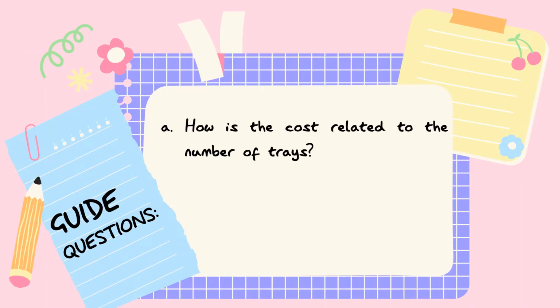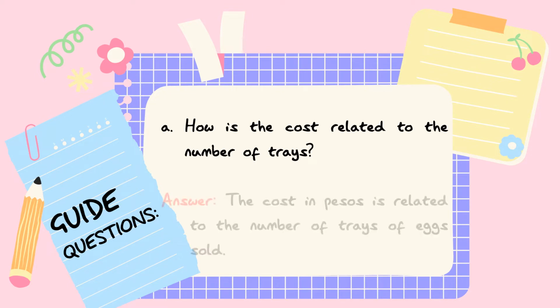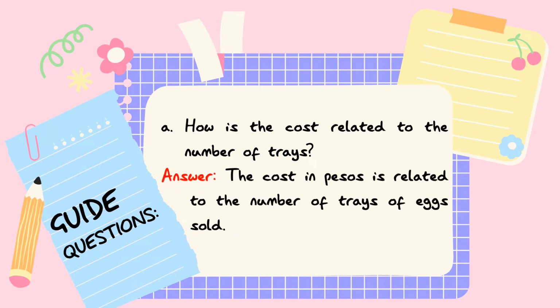Now let's have the guide question. How is the cost related to the number of trays? Any guess? Great! The answer is, the cost in pesos is related to the number of trays of eggs sold.